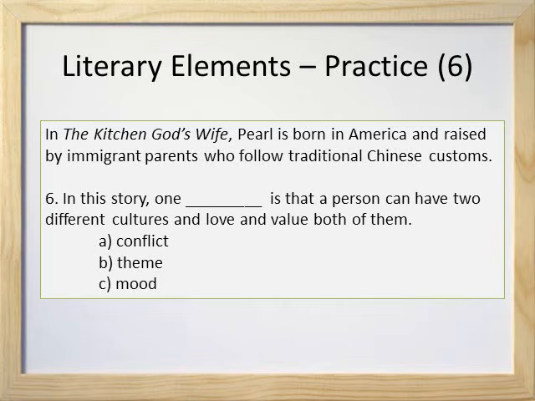In The Kitchen God's Wife, Pearl is born in America and raised by immigrant parents who follow traditional Chinese customs. Number 6, in this story, one what is that a person can have two different cultures and love and value both of them. A. conflict, B. theme, or C. mood.